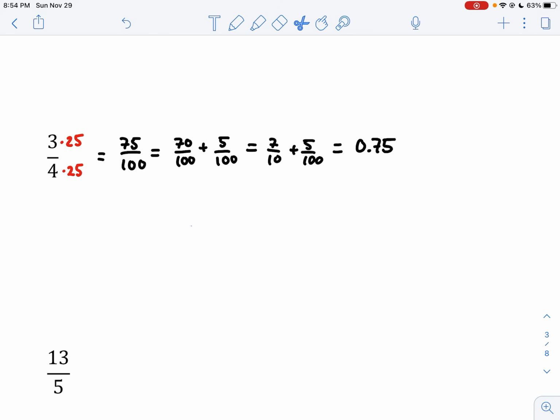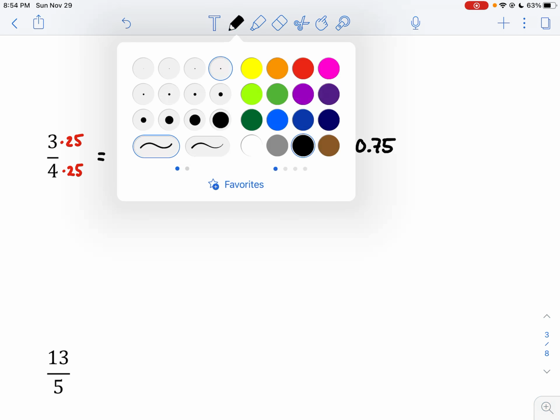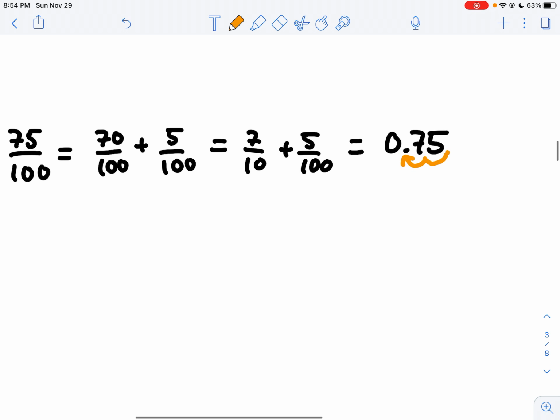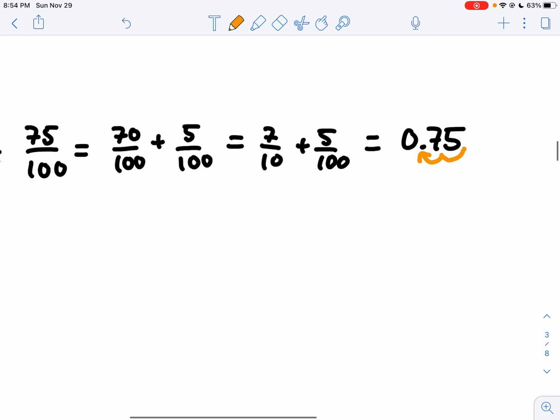Of course, when you have 75 over 100, you could just start with the 75 and then move the decimal. The decimal used to be right there, and then just move it to the left twice because we're dividing by 100. So 75 hundredths is the same thing as 0.75.